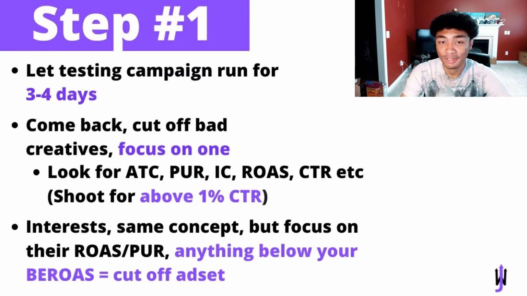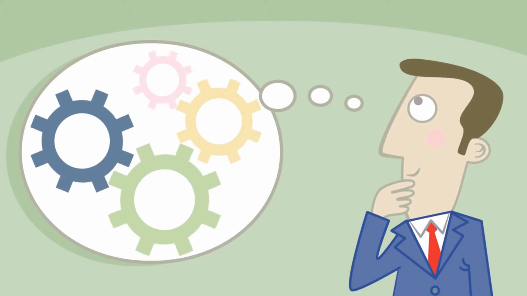So let's say you set up your first CBO campaign, and what you guys need to do is wait for 3 to 4 days until you decide on whether or not to kill it or scale your product. What you need to do is come back, cut off bad creatives, and focus on one. So I see people try to test different creatives at the same time. Ideally, you just want to have one creative that's winning. That way, you're only spending money on a creative that is giving you return. And on top of that, you're getting a lot of data for that creative.